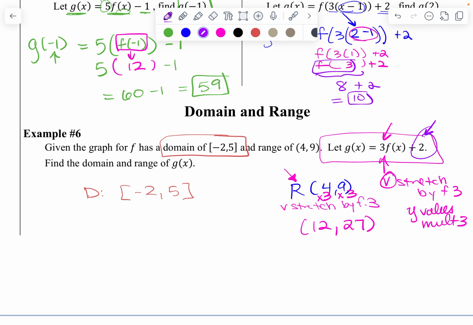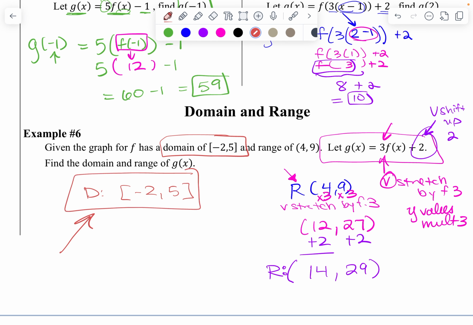And then here I have a vertical shift up 2. So again, this is a vertical shift, so it only changes the y values. Shifting up 2 means we're going to add 2 to both the y values. So 12 plus 2 is 14. 27 plus 2 is 29. So the resulting new range after both of those vertical changes is that our range is from 14 to 29 non-inclusive, and nothing changed here for the domain because there were no horizontal transformations of any type, so this one stays the same. That's all we've got today.